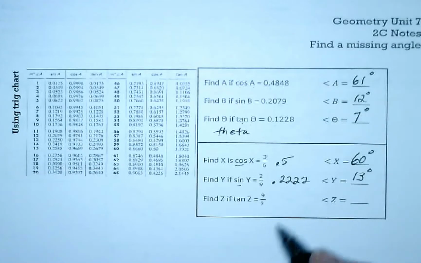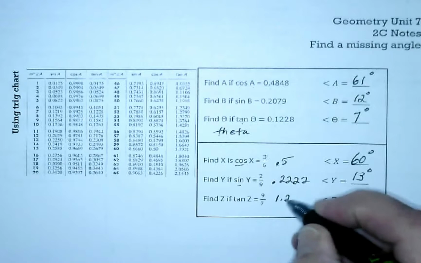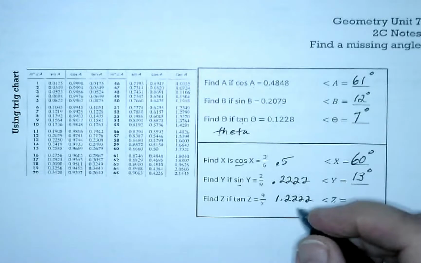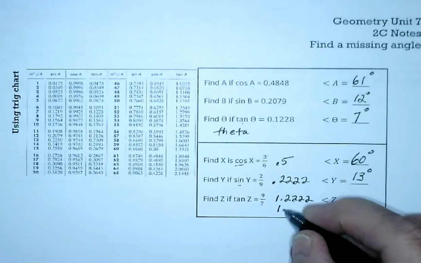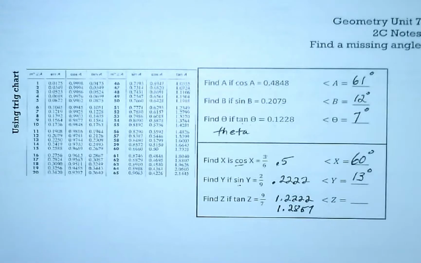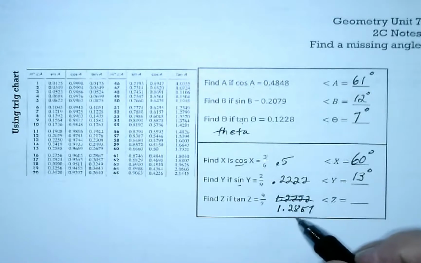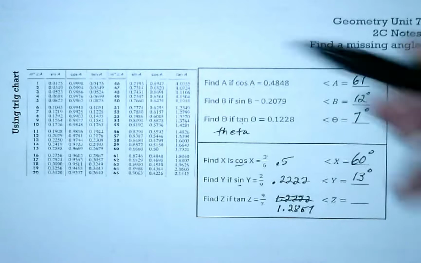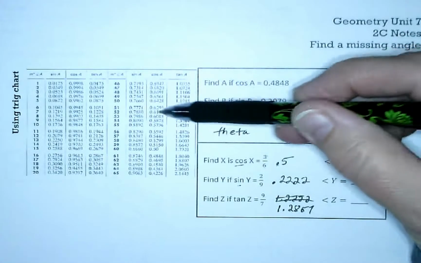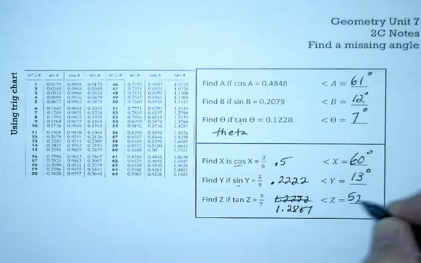And then 9 divided by 7 is 1.2222. I apologize, that is not correct. It is 1.2857. So we're going to look for this one under the tan column, or the closest one to it. So here's tan, 1.28, so it's pretty close to this one, so that's going to be 52 degrees. So that's how you would do it if you're using the table or the chart.